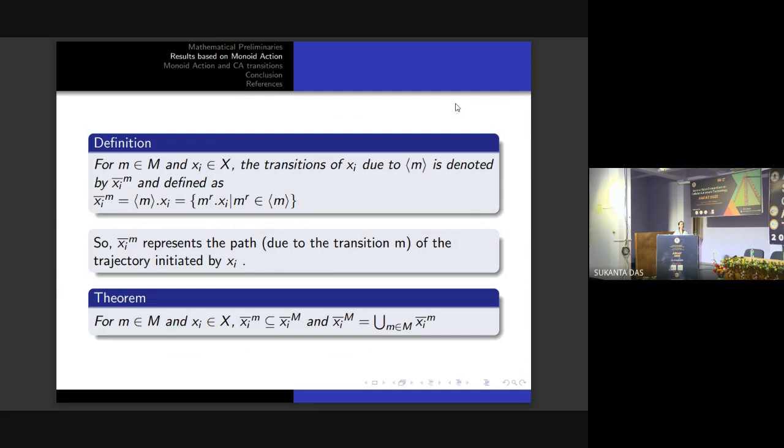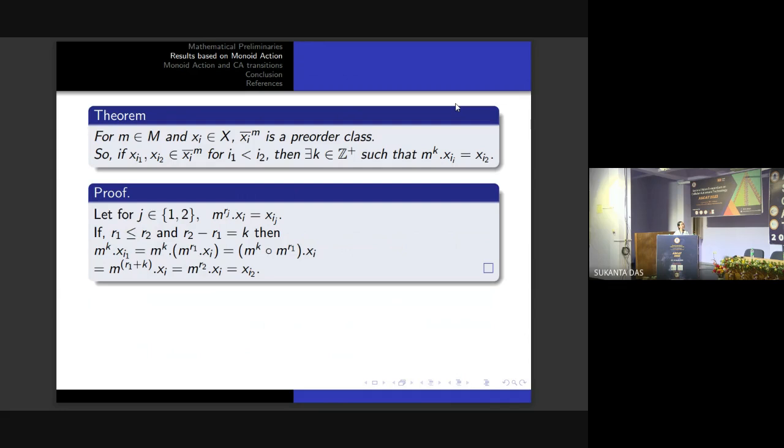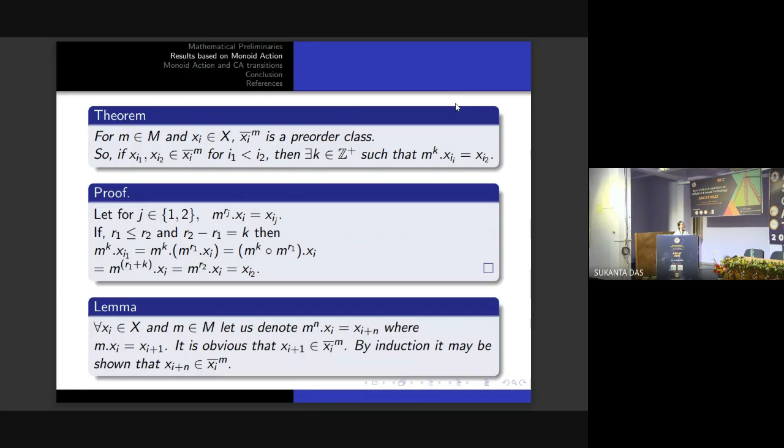That will be the trajectory initiated by xi. Capital M was my monoid. If we take any specific m belonging to capital M, and with that we have the generated set, and we take a path from xi dependent on that small m, that will be a subset of the path of the capital M monoid. Taking the union of all these trajectories, we get back the path which is generated by all the elements of the monoid. So the path of xi under M is also a pre-order class by definition. I will not get too much into the proofs for now. I'll just state the results.